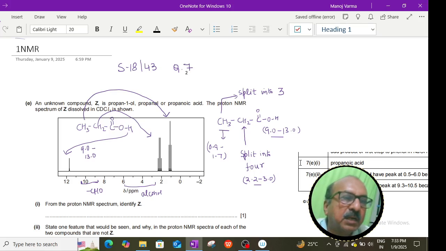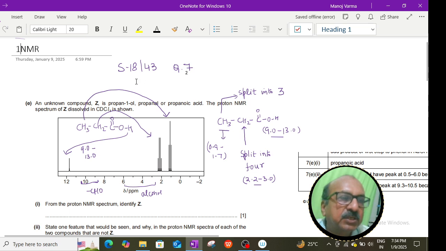Hello students, in this video I am going to solve a question based on proton NMR spectroscopy, and I assume that you have a basic knowledge of proton NMR, but you have difficulty in applying that knowledge in solving the questions which are asked in the board examinations. So I will try to solve that issue.